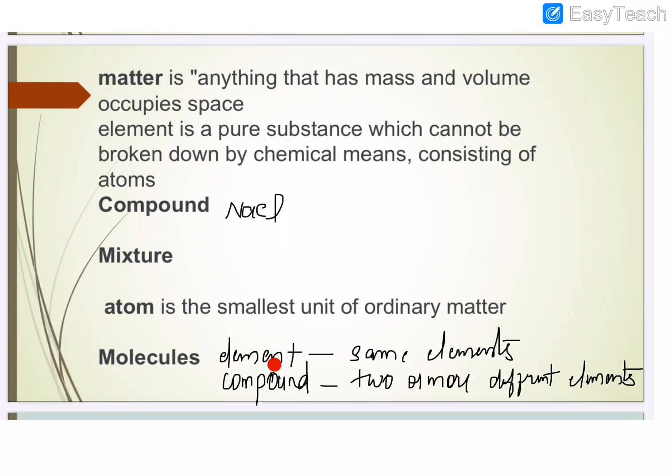There are two types of molecules: molecules of element and molecules of compound. A molecule of element contains the atoms of only the same element, and a molecule of compound contains the atoms of two or more different elements. So the molecule of element means it has atoms of the same element. Molecule of compound means it contains the atoms of different elements.